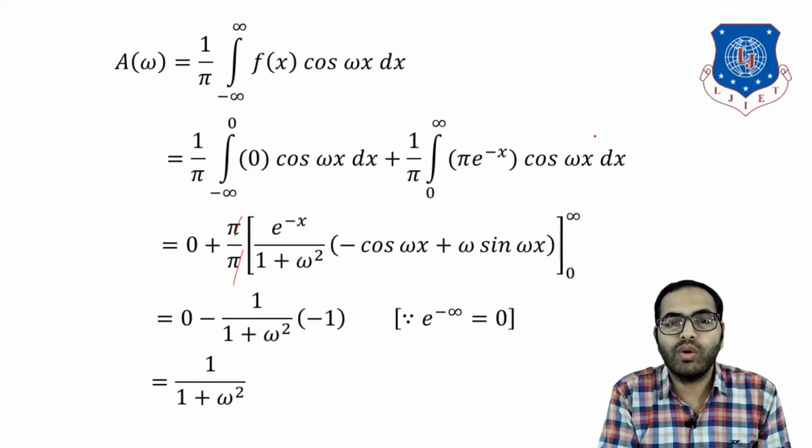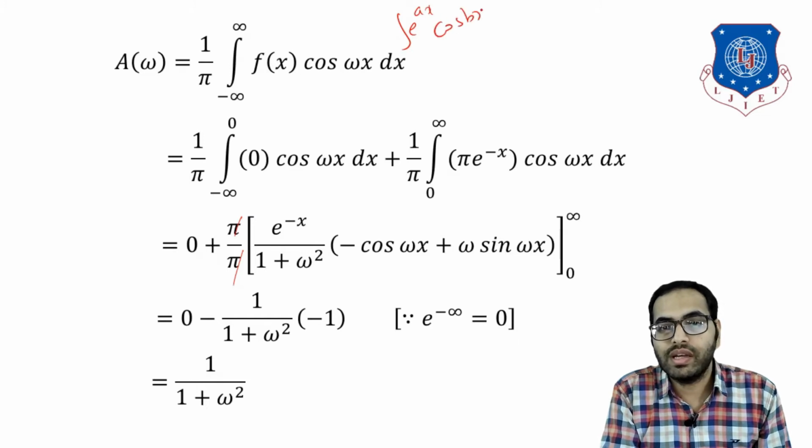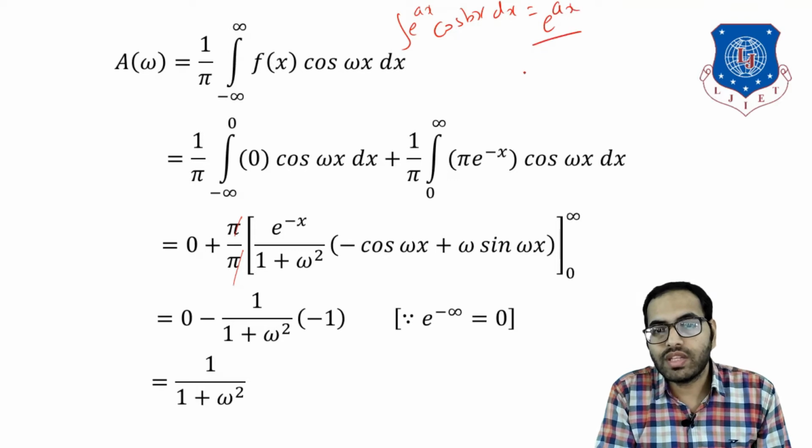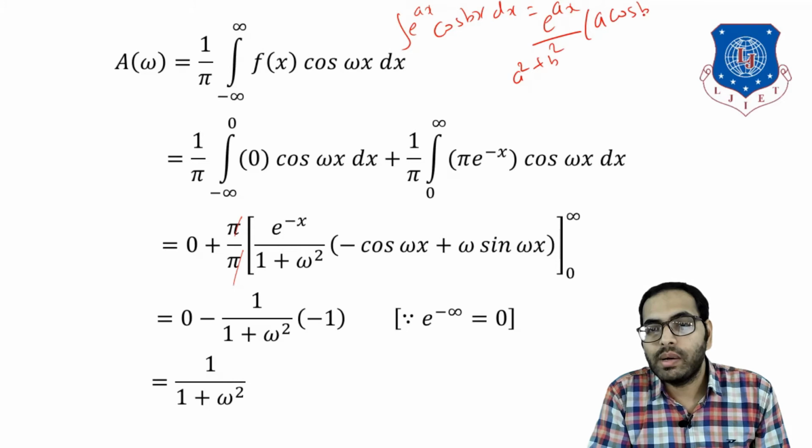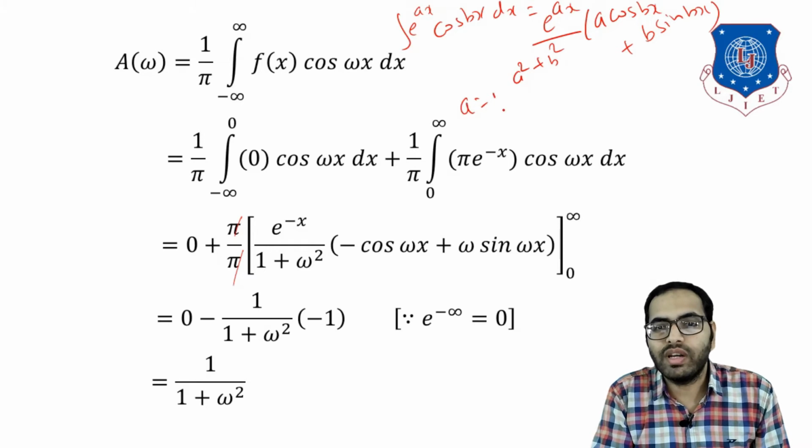Then we have the formula: integral of e raised to ax into cos bx dx equals e raised to ax upon a square plus b square times a cos bx plus b sin bx. In such a formula, the values are a equal to minus 1 and b equal to omega.